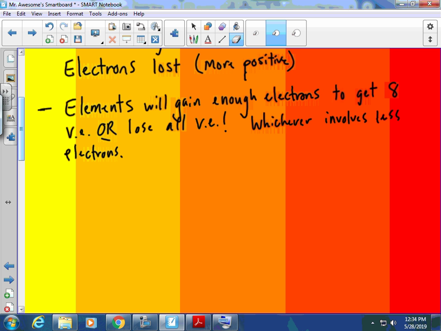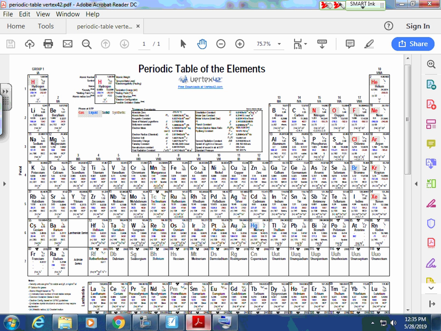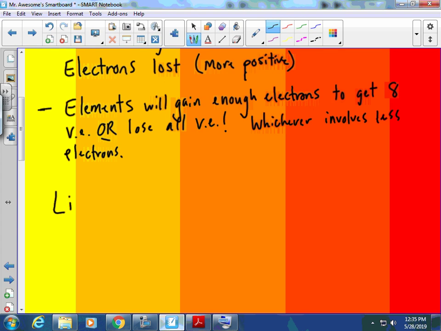So the first example, they give us Li. This is number 3 on the periodic table. First thing we're going to do is find the number of valence electrons. They say 1. Let's take a look at why they say 1. Here's Li right over here. If I look at the top of its column, it's in group 1 or group 1A. So that means it has 1 valence electron, so that makes sense.